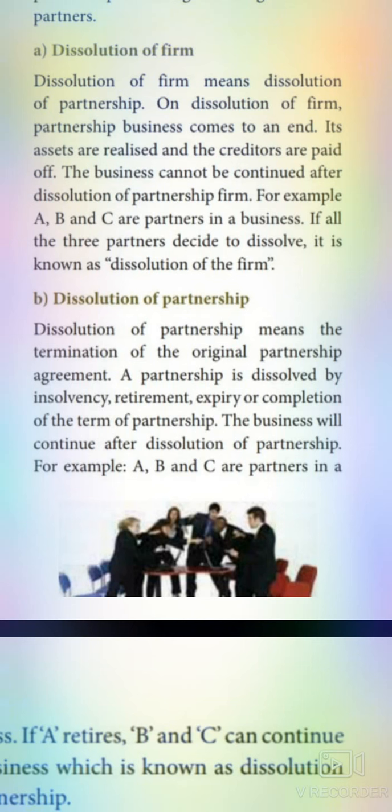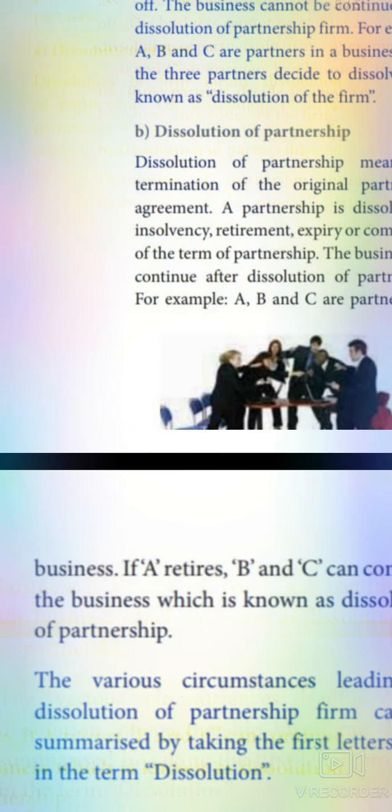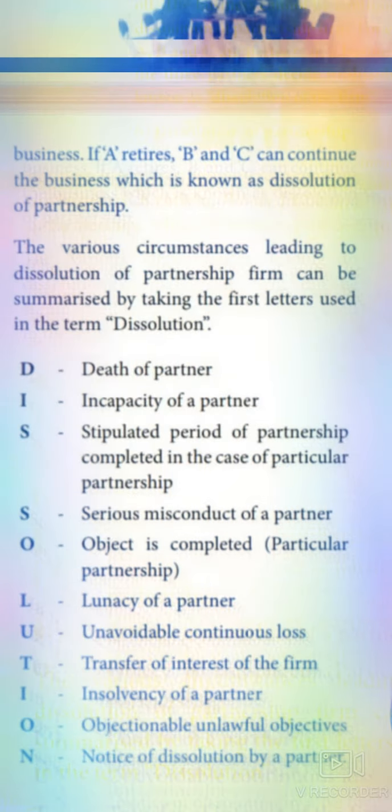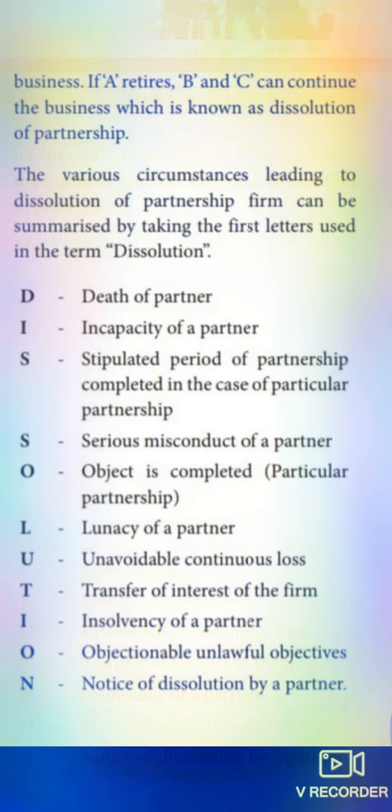Now for example, A, B, C are partners in a firm. Suppose A retires, B and C can continue the business, which is known as dissolution of partnership. Now let us see the various circumstances which lead to dissolution of partnership firm.